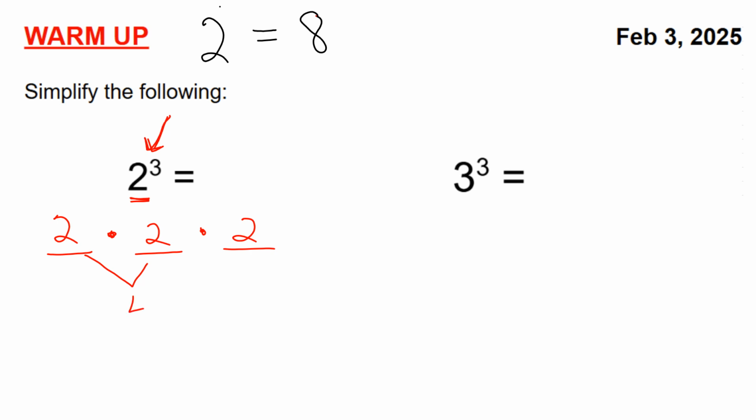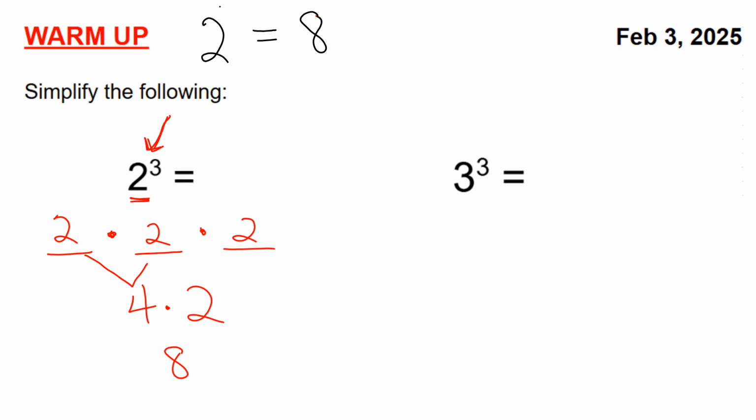2 times 2 is 4. We brought the rest of the expression down, and 4 times 2 is equal to 8. So we're going to do the same thing with 3 to the third power, and we would do the same thing here.